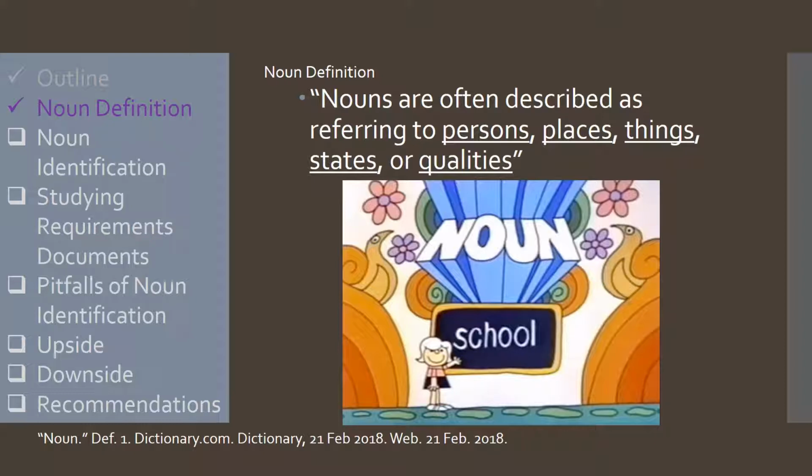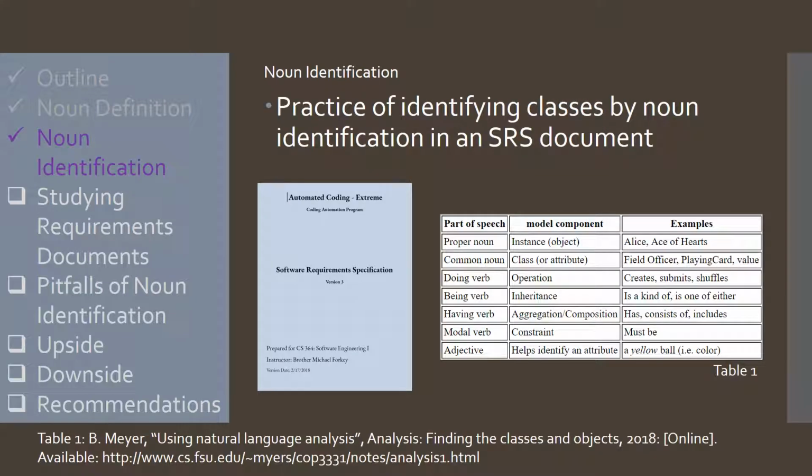So first off, what is a noun? If we all recall, a noun is a person, place, or thing, right? According to dictionary.com, nouns are often described as referring to persons, places, things, states, and qualities. So noun identification, in a brief definition, is the practice of identifying classes or methods by noun identification in an SRS document.